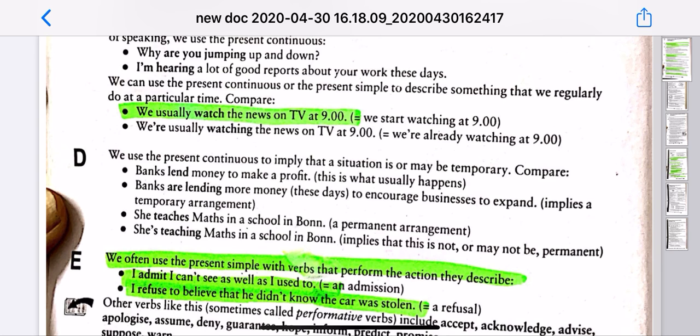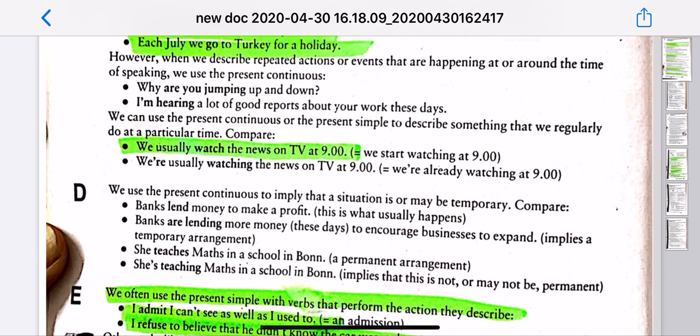So let's find out now in the present continuous category. However, when we describe repeated actions or events that are happening at or around the time of speaking, we use the present continuous. This is the drill we did yesterday, if you remember, that I was walking and I was trying to tell you what all things are going on in our surroundings. Like, why are you jumping up and down? I am hearing a lot of good reports about your work these days.